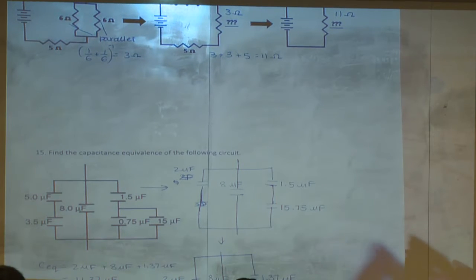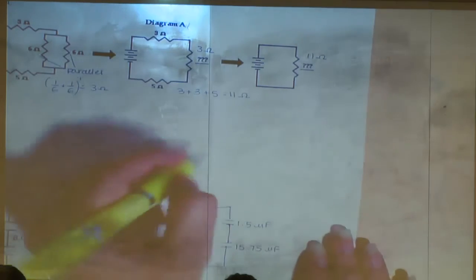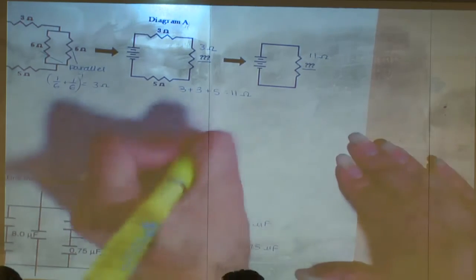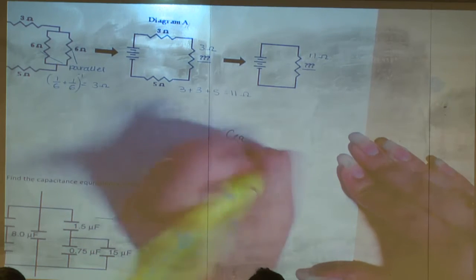And then this is just another version of circuits, but we have capacitors instead. With capacitors, I'm just going to write what you usually do, how you would calculate the capacitance equivalence in series and in parallel.